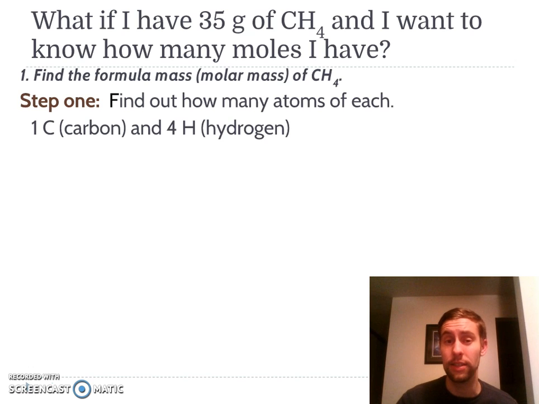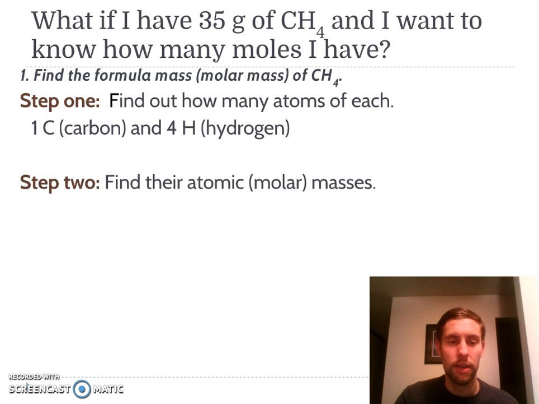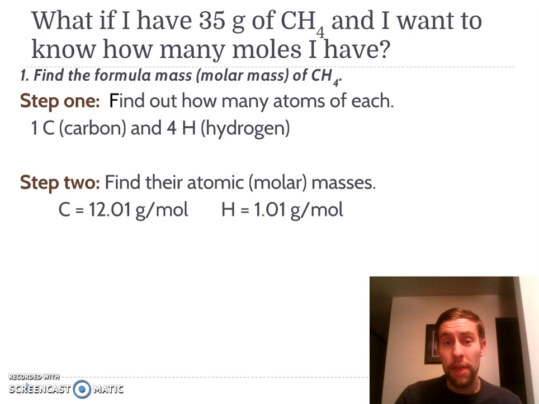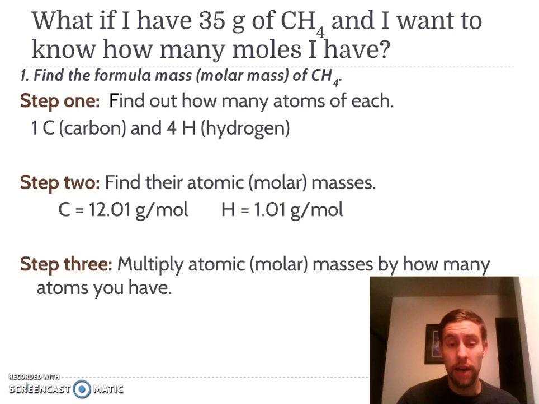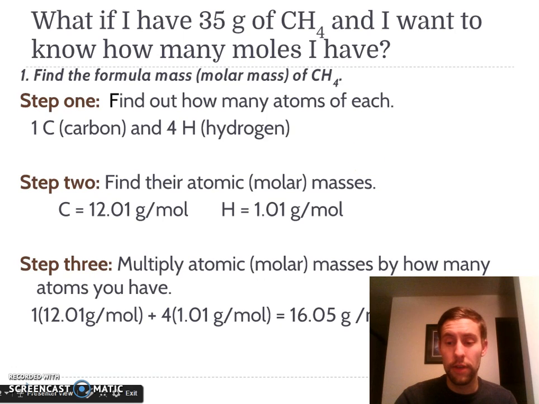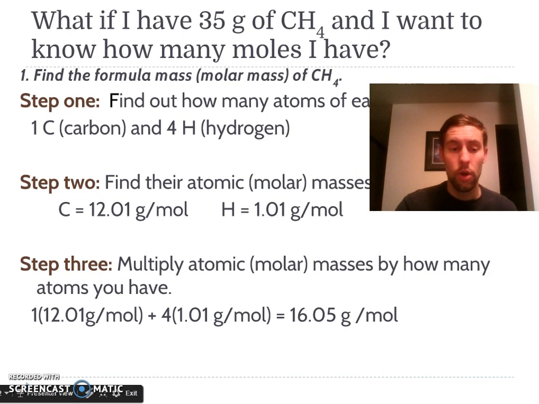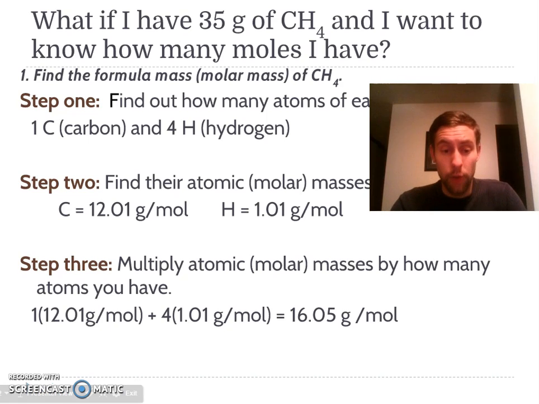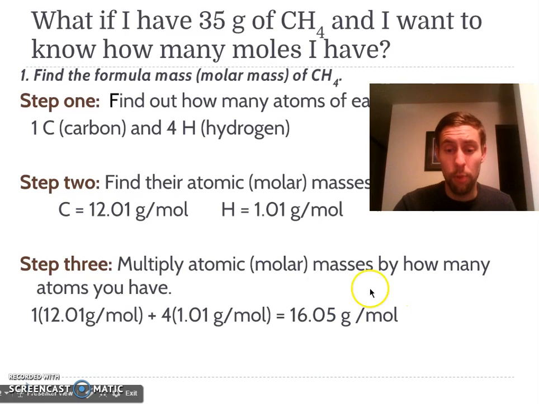We're going to take those masses from the periodic table and multiply them by how many of that atom there are. We've got 1 carbon, and its mass is about 12. 4 hydrogens, its mass is about 1, a little over for both of them. When we multiply and add them together, we get the total mass, the molar mass of methane, which is 16.05 grams per mole. So that's that mass down here.